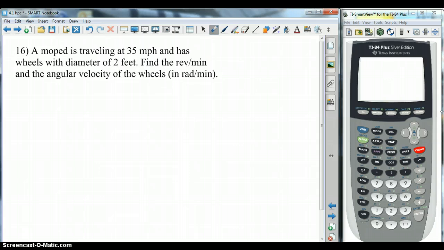The last question of our note says a moped is traveling at 35 miles per hour and has wheels with diameter of 2 feet. Find the revolutions per minute and the angular velocity of the wheel.